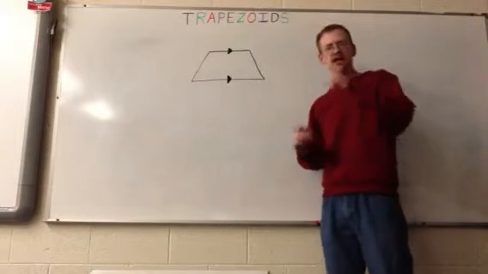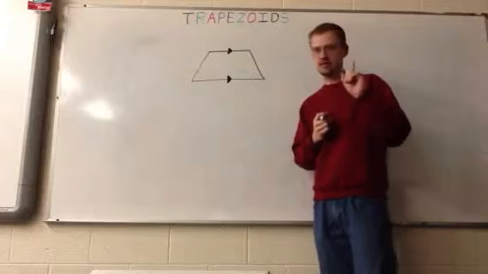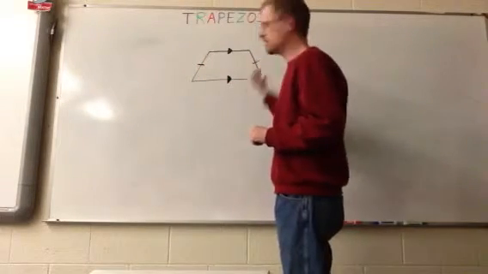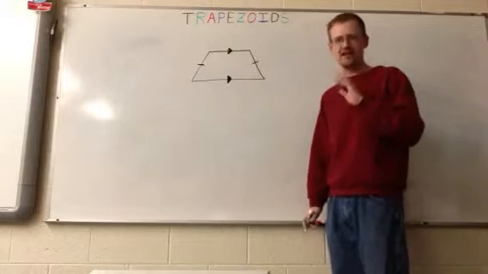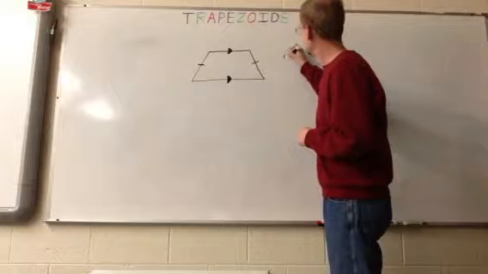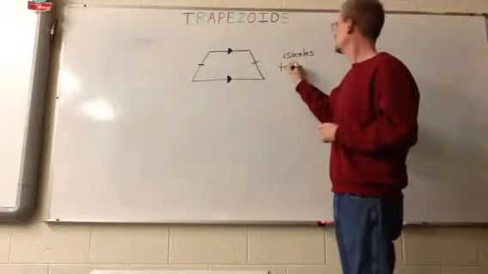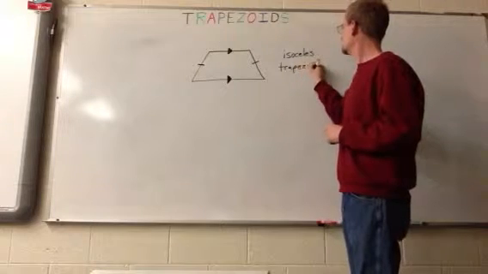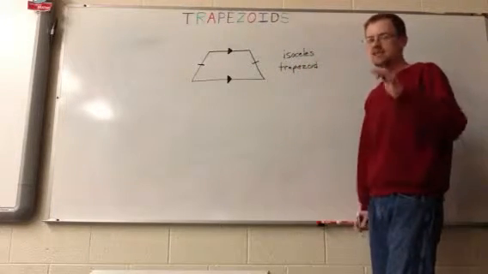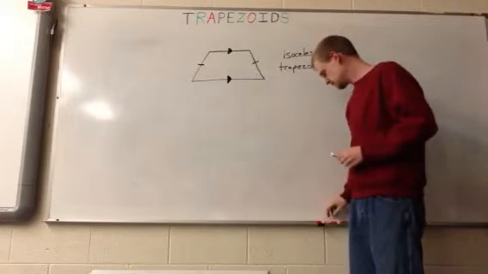There is a special case of trapezoids called an isosceles trapezoid, and it means this. If we're given that this leg and this leg are congruent, both of our legs are congruent, it's what's called an isosceles trapezoid, okay? Isosceles trapezoid. Okay? An isosceles trapezoid has some very unique properties.